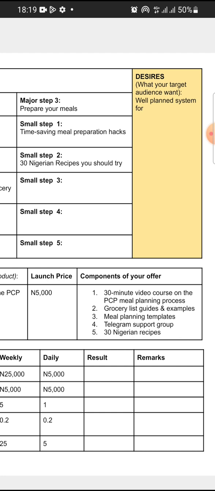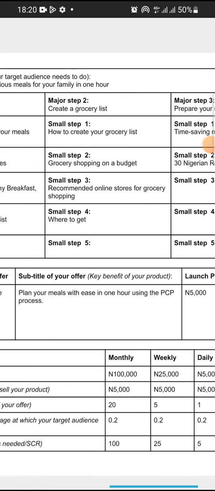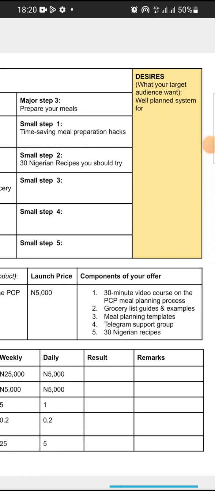And maybe they don't have a house help or someone that is assisting them with all those things. So they want to have a system for planning and preparing healthy meals for their family, and they want something that works for busy people. You will have your own desires, or your target audience are going to have their own desires. That's what you need to write out here. Write it out in this space, whatever they want.